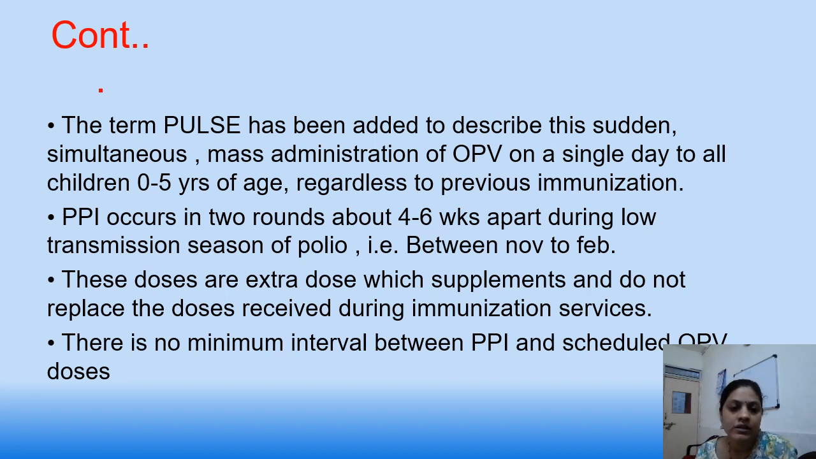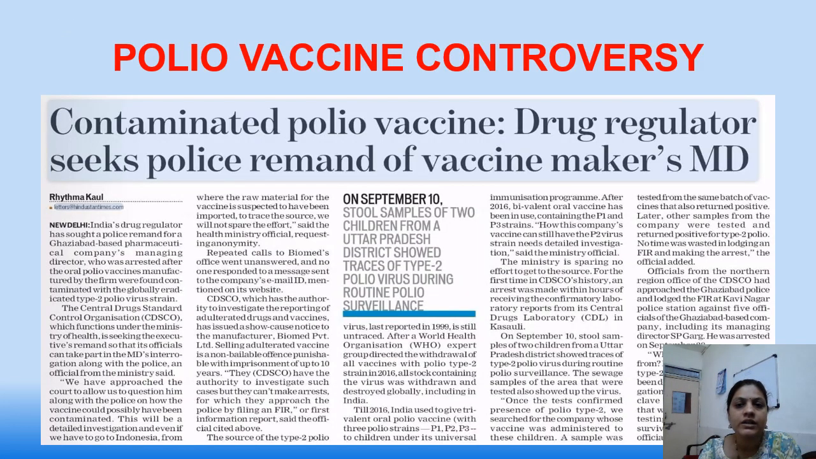So this used to take place twice, two doses in 1 year in the national rounds, and in certain areas where the transmission is very high, we used to do the similar in the sub-national rounds in UP and in Bihar, in certain such states where there was a high risk of transmission, sub-national rounds were also conducted.